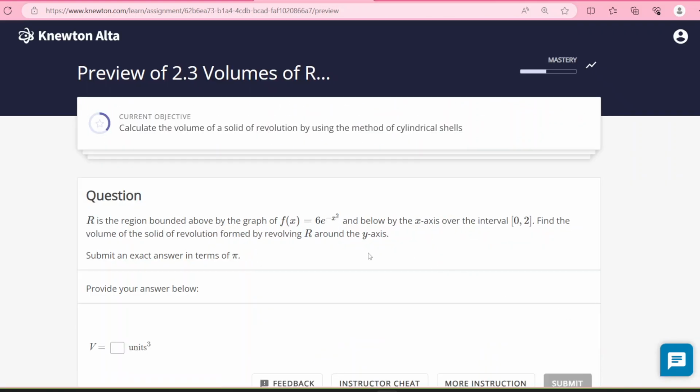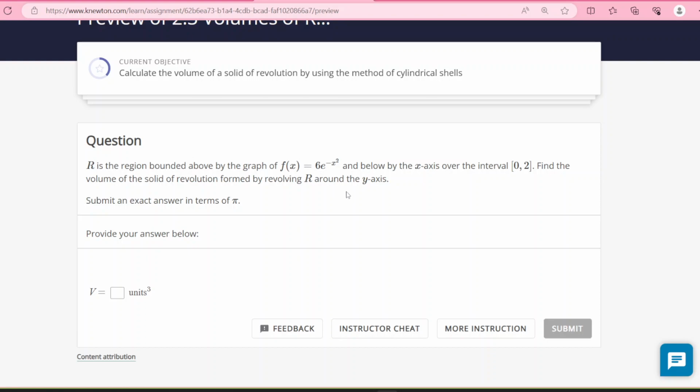So yet again, another volume using cylindrical shells, volume of a solid of revolution. So once again, I'll draw a rough sketch of this region being described. And if it's like last time where I can't really get a good picture, I'll just look at Desmos as well and see if I can make a better one. Rotate it around the y-axis this time and find the volume.